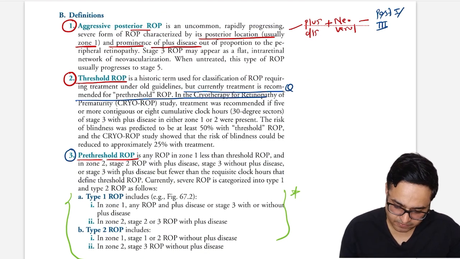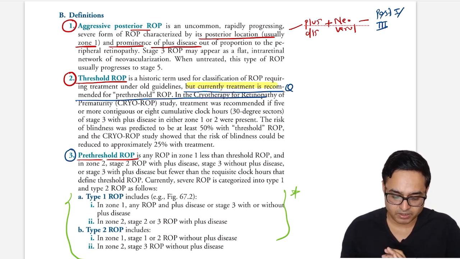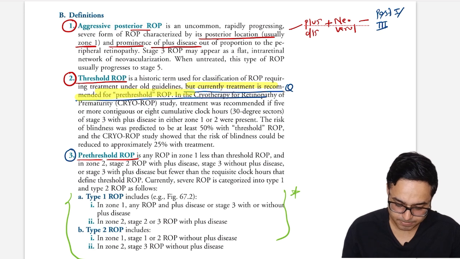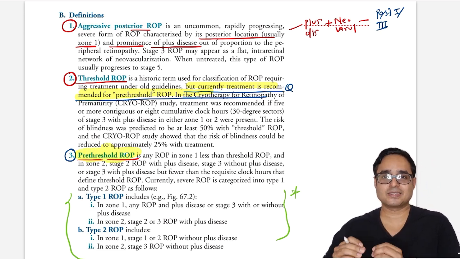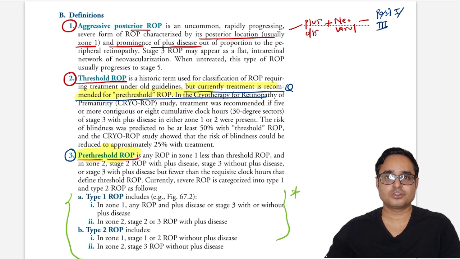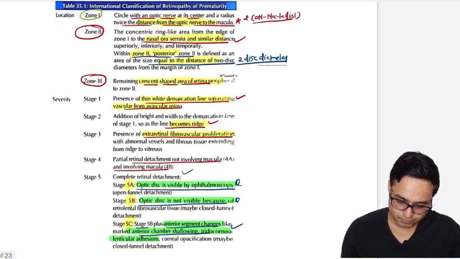Going forward, we have seen the definition of aggressive ROP. This is similar: plus disease plus neovascularization in the posterior zone. What is threshold ROP? One more definition. Previously threshold ROP was used, but now pre-threshold ROP is used. What is pre-threshold ROP? Pre-threshold ROP is the similar thing in which we use treatment protocols accordingly. This is very important. I'll take you to the first slide.